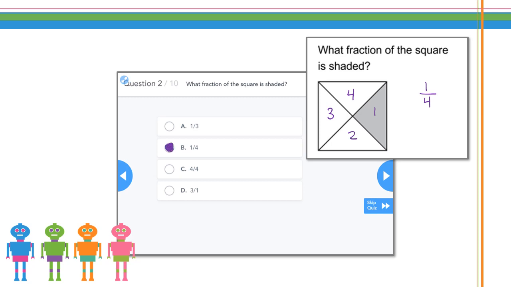I do want to take a look at A, because that's a common mistake that students make, 1/3. When students pick 1/3, they pick one part shaded, and then the other part, the denominator, instead of looking at the total parts, they look at the rest of the parts, or the parts that are unshaded. And this is a common misconception, but please remember that the denominator talks about how many parts make one whole.